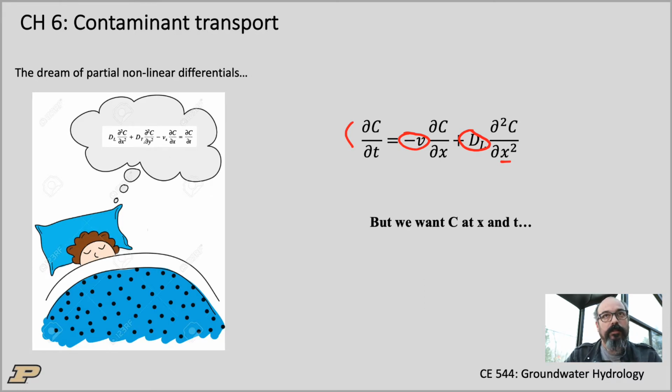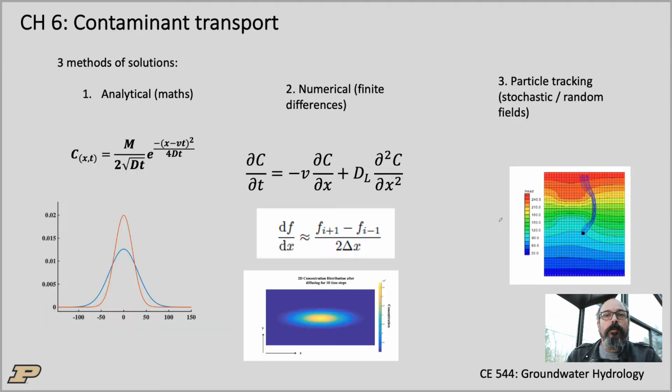Of course, if you have a well, for example, sometimes you'd be interested in radial coordinates, which again you can transform that 2D into radial like we did in the last lectures, and the last chapter, I should say. But again, what we want is C at some place and time. Let's see how we get there. There's three methods that we will detail a little bit. We'll detail each of them some today.